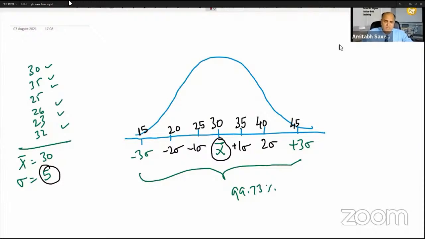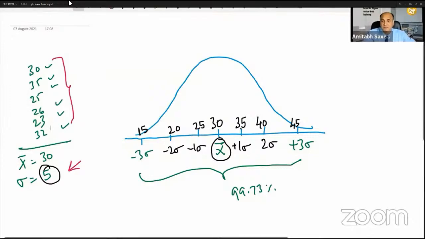Like you are a production company, an operations company. 30 tons per day is your production average. Standard deviation is 5 tons. How did I get it? I collected the data for 30, 40 samples.